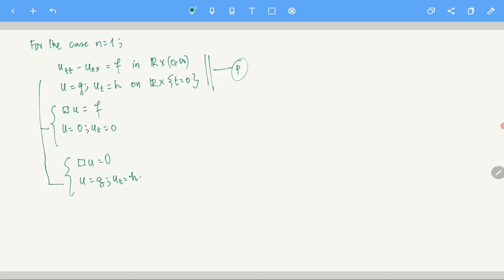Now you see, this problem, of course, by D'Alembert's formula I know. So let's call it P1, and let's call this thing P2. Okay, now you see, P2 I know how to solve it. Okay, so we know how to solve P2 using D'Alembert's formula.